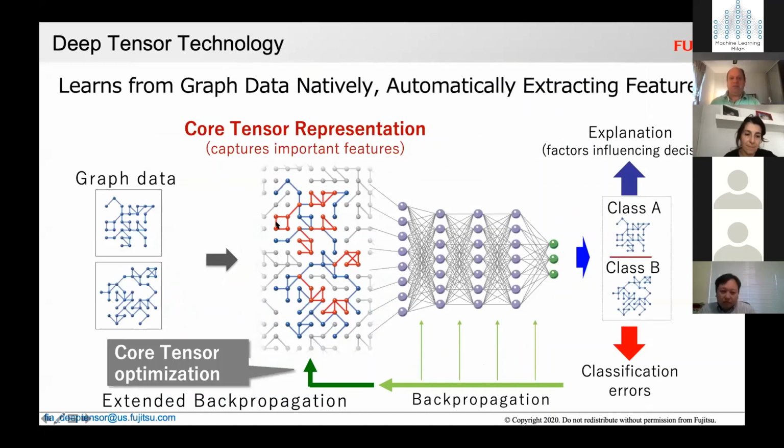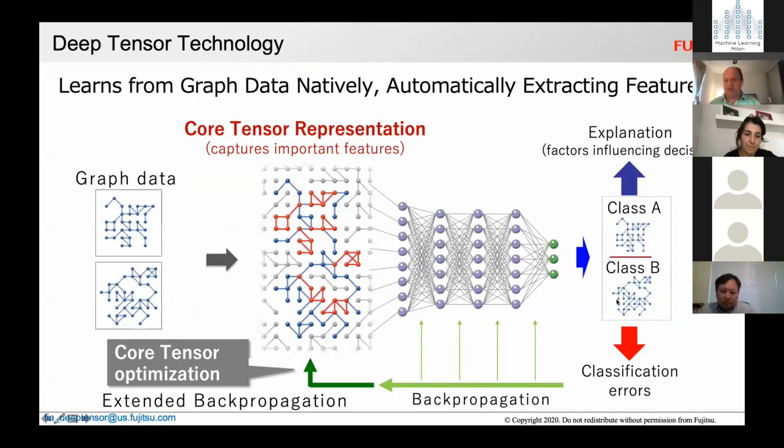So Deep Tensor basically, at its core, has a neural network and then has a layer in front of it. And this is called a core tensor representation. What it's doing is taking your graph data as is and mapping it to this fixed size, multi-dimensional representation, and then passing that into the neural network. And how this works is it starts with a very naive representation.